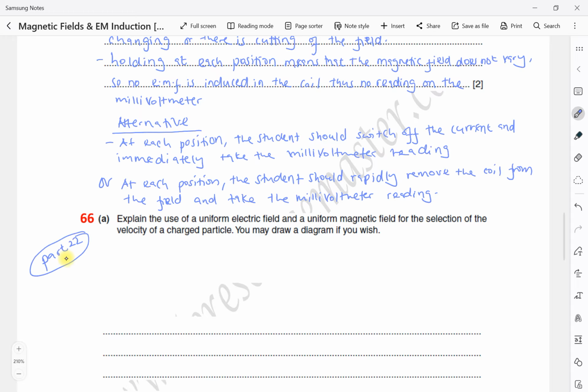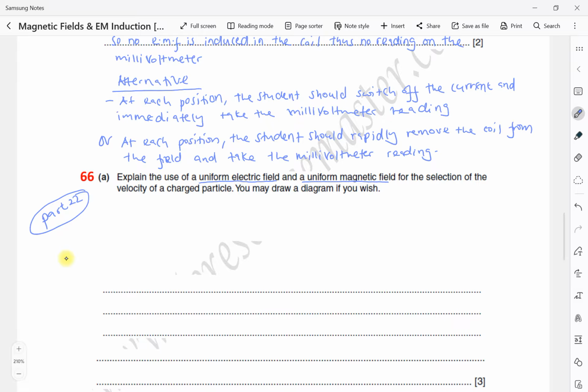That is part 22. Explain the use of a uniform electric field and a uniform magnetic field for the selection of the velocity of a charged particle. You may draw a diagram if you wish. I think we have also answered this question earlier on, so just repeating it here is for emphasis. In one of the previous videos, when we answered a similar question, we said drawing a diagram makes life very easy.